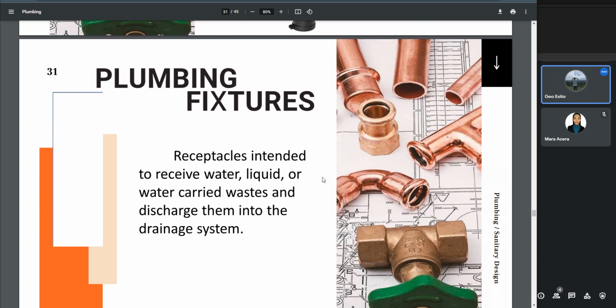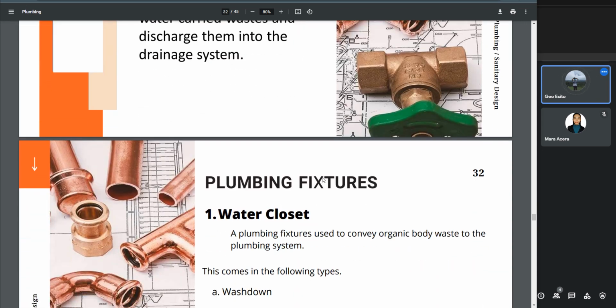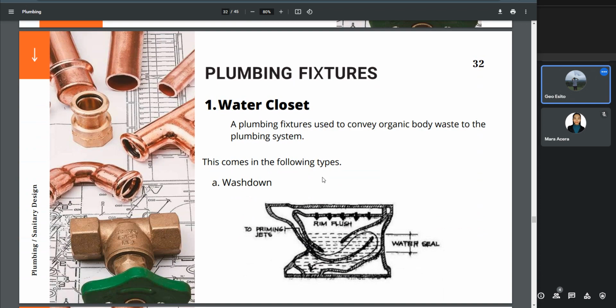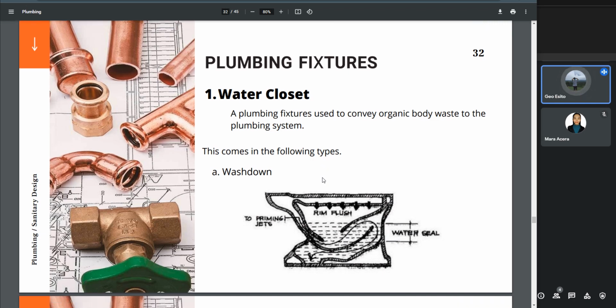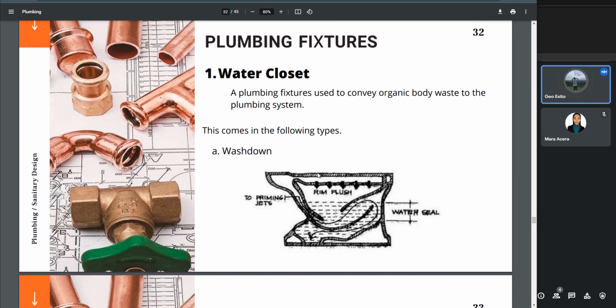Plumbing fixtures are receptacles intended to receive water, liquid, or water-carried waste and discharge them into the discharge or the drainage system. The first one is the water closet. It is a plumbing fixture used to convey organic body waste to the plumbing system, and this comes in the following types. First one is the washdown. So this is what a washdown looks like.